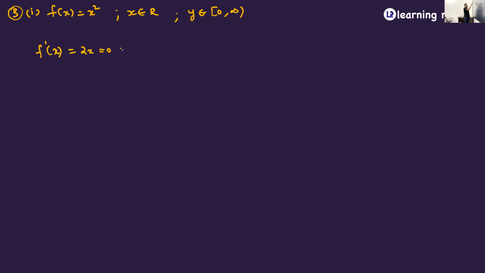2x equated to 0 implies x is equal to 0. So x is equal to 0, we don't know whether it is the point of minimum or maximum. So you find f double dash of x, which comes out to be 2. So it is independent of x. Hence, we can conclude that it is a positive value. Since it is positive, x equal to 0 will become the point of minimum.